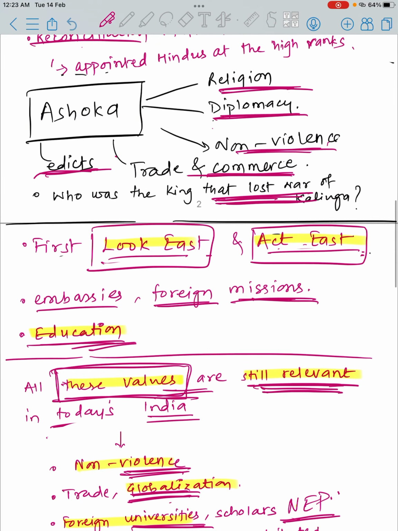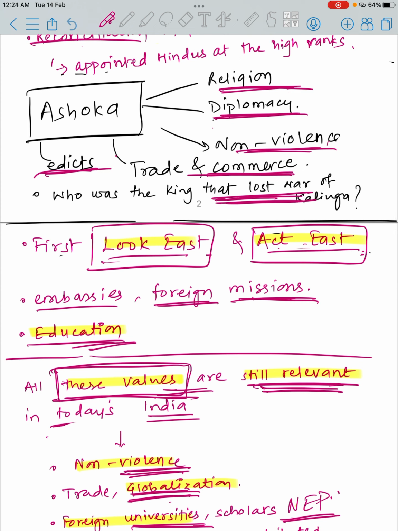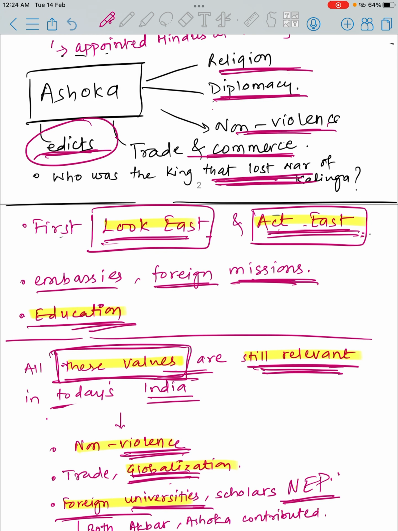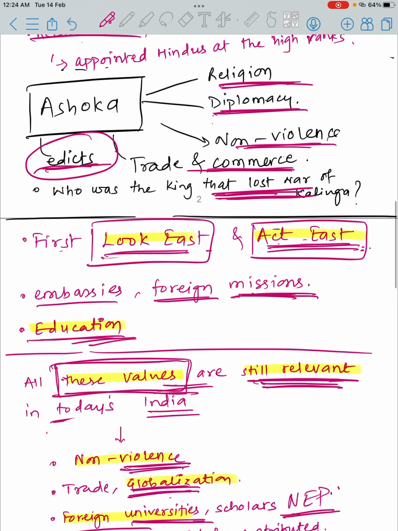Similar is the case of Ashoka. Ashoka did a lot of reforms in religion and diplomacy. He contributed a lot in diplomacy and in non-violence, the value of non-violence. Ashoka contributed in trade and commerce, mostly towards the eastern part of the world. That is why we can say that Look East or Act East policies must have been formulated in the Ashokan period. With the Ashokan edicts, he tried to build very high connectivity towards Central Asia and Eastern Asia. With his foreign missions, he invited many scholars to India in education. He contributed with universities. So again, Ashoka made a very high contribution with constructive reforms.